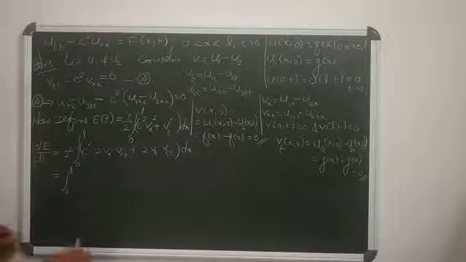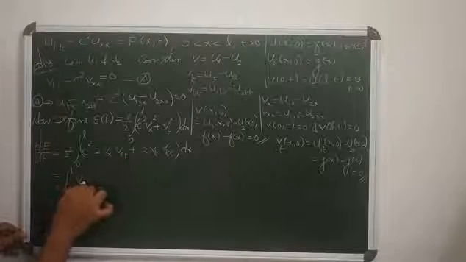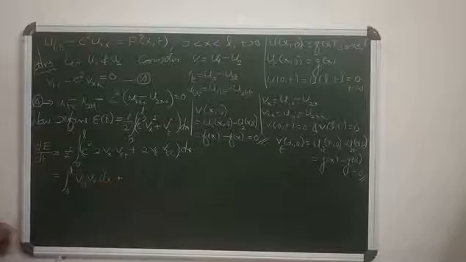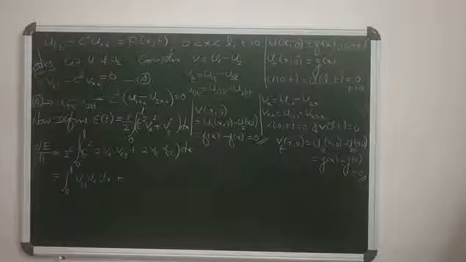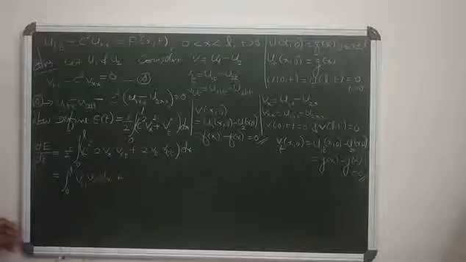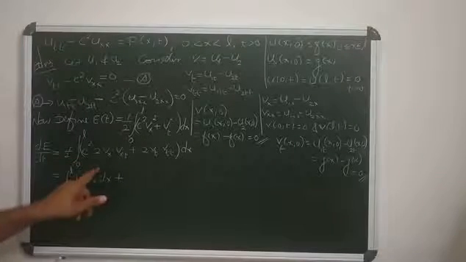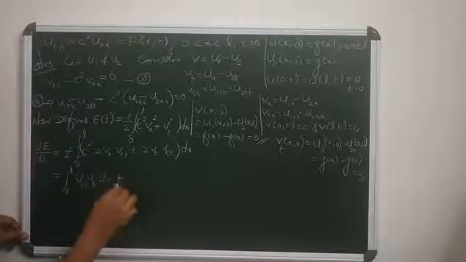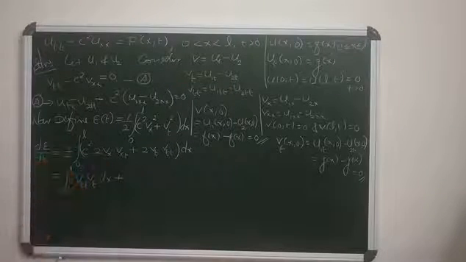Integral 0 to L, it is vtt vx dx, plus integral 0 to L, it is vtt vt dx, the second function. Now listen, what is the first term here?